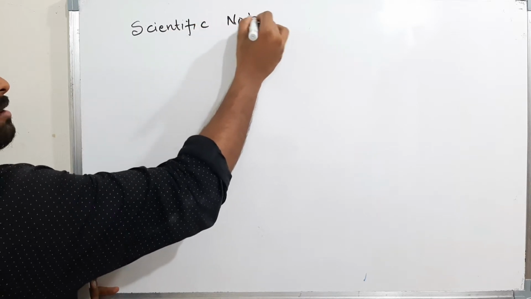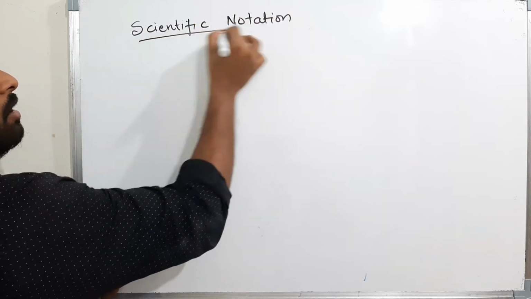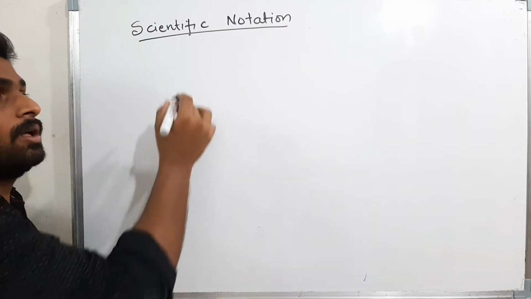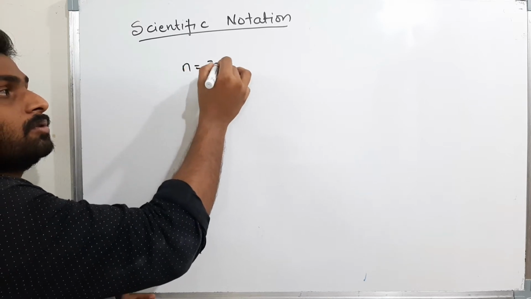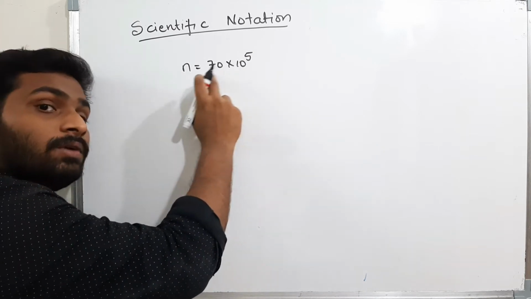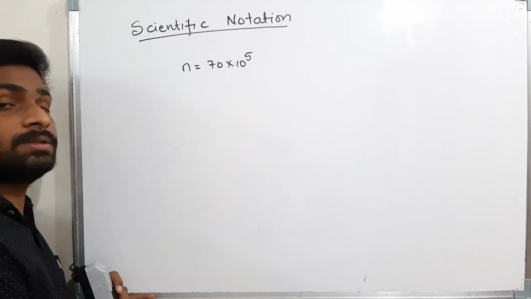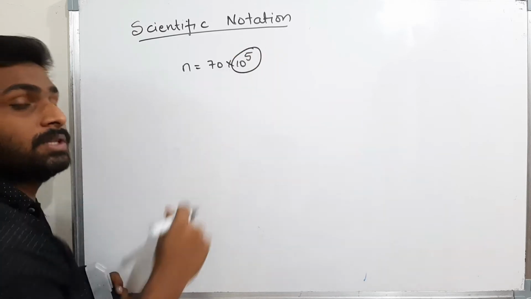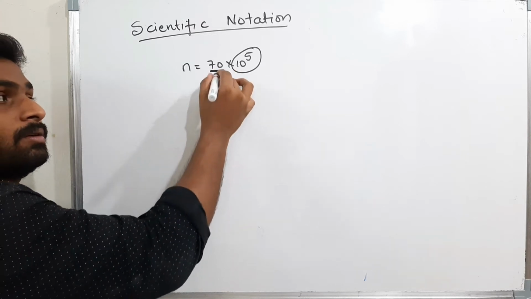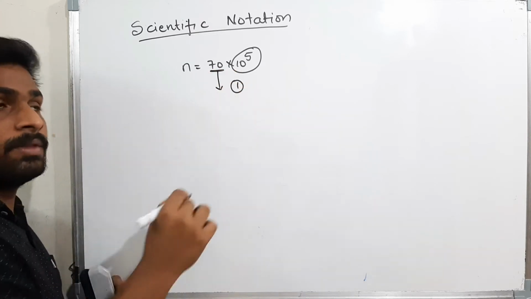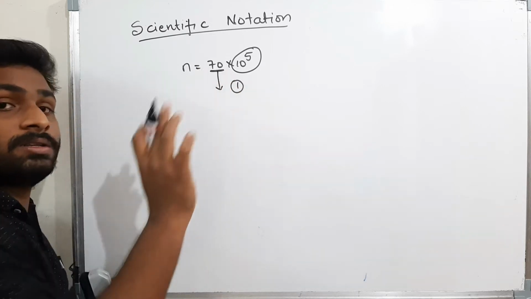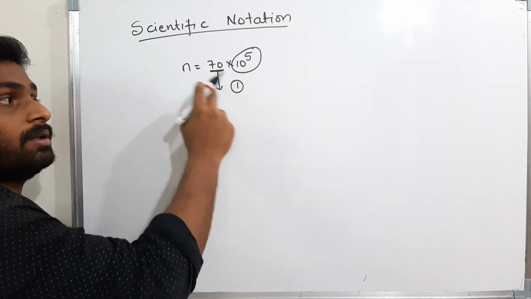Scientific notation. Okay, what is scientific notation? Already I covered this concept when I was explaining significant figures. Now assume there is a number N equal to 70 into 10 power 5. Now they told to find the number of significant figures for this. How many significant figures are there? For 10 power 5, the number of significant figures is 0. For 70, the number of significant figures is 1. The 0 on the right side, if there is no decimal point, is not a significant figure. Therefore, the number of significant figures for N is 1.